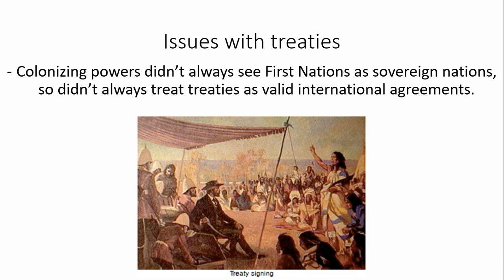And colonizing powers didn't always see First Nations as sovereign nations, and they didn't always respect the First Nations with whom they were signing these treaties. And so they didn't always treat these treaties as being valid international agreements like with other treaties that they would have signed with other European countries.